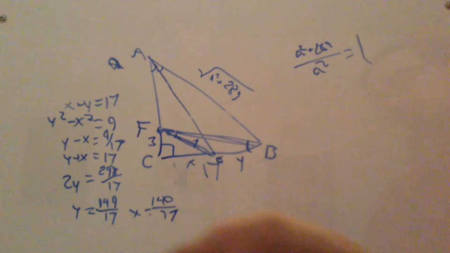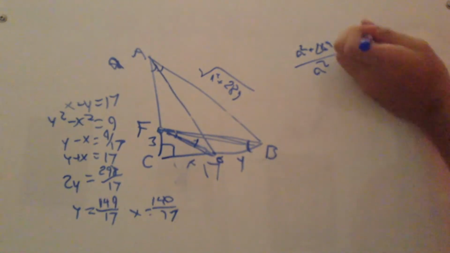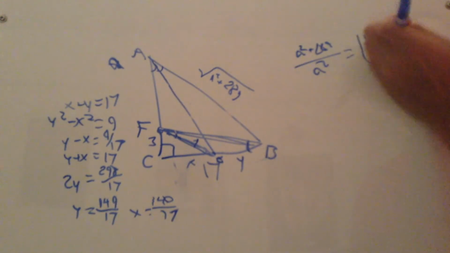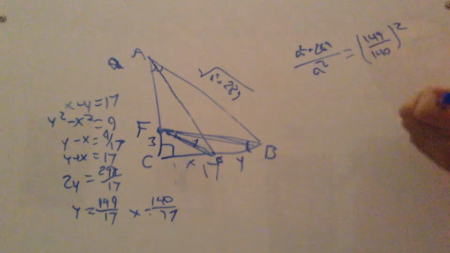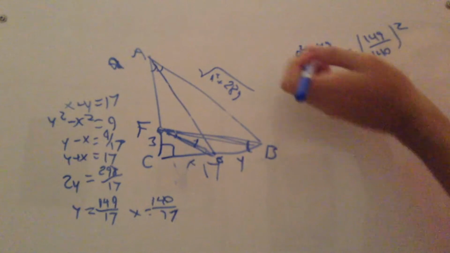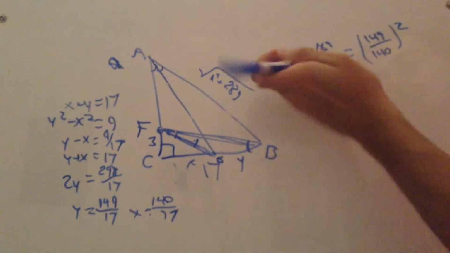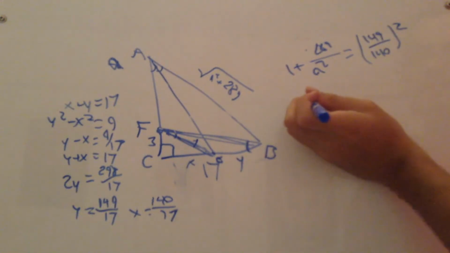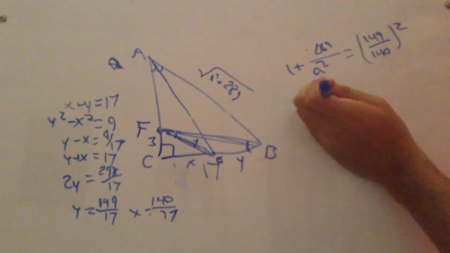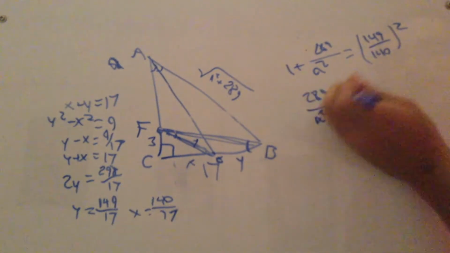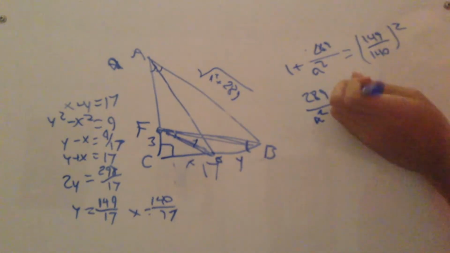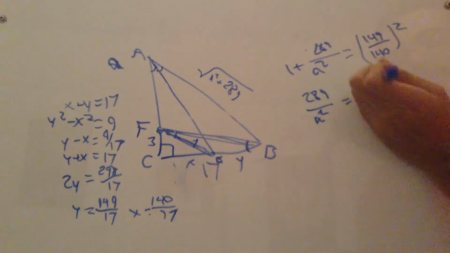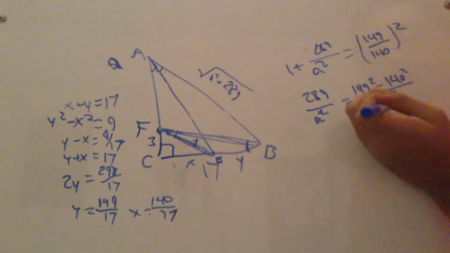But we know Y is 149 over 17, X is 140 over 17. So 149 over 140 squared. But this is just equal to 1 plus 289 over A squared. So I'm going to subtract 1 from both sides. 289 over A squared is equal to 149 squared minus 140 squared over 140 squared.